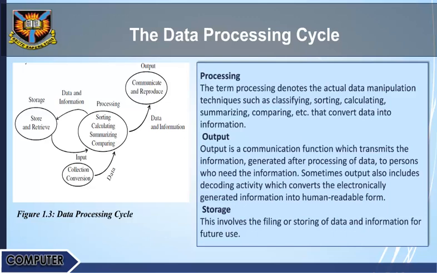Processing. The term processing denotes the actual data manipulation techniques such as classifying, sorting, calculating, summarizing, comparing, etc. that convert data into information. Output. Output is a communication function which transmits the information generated after processing of data to persons who need the information. Sometimes, output also includes decoding activity which converts the electronically generated information into human-readable form. Storage. This involves the filing or storing of data and information for future use.